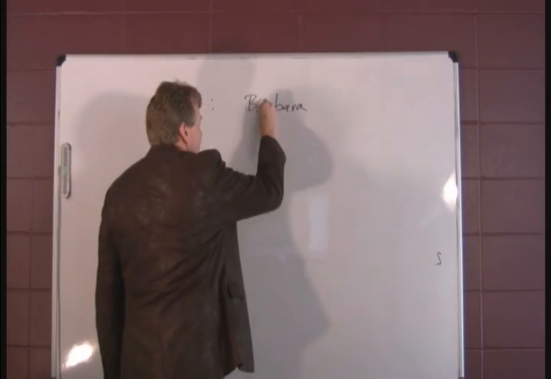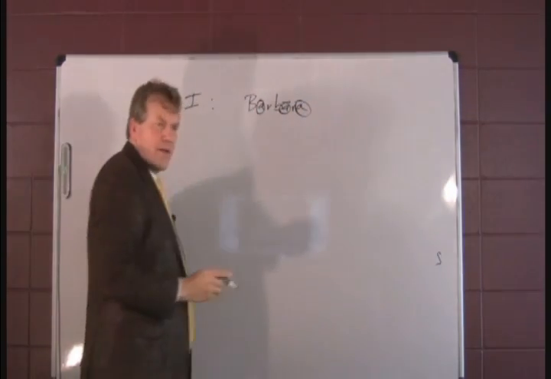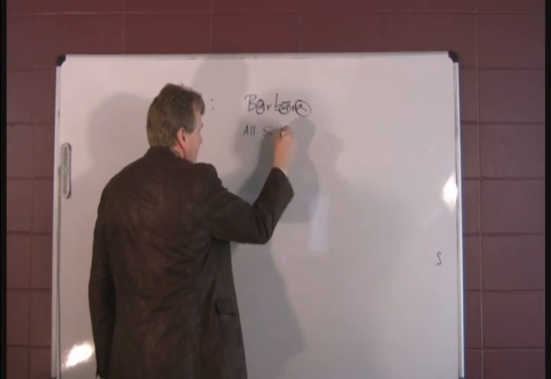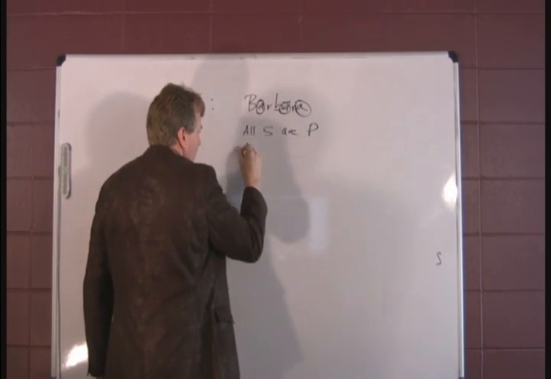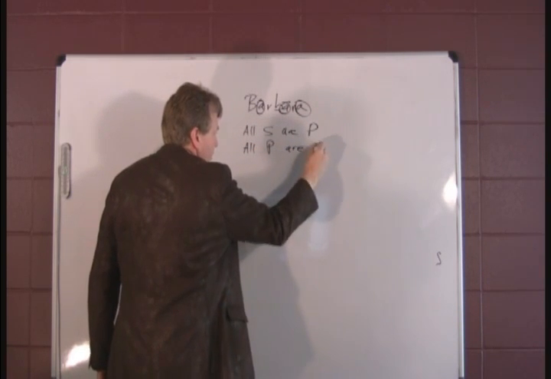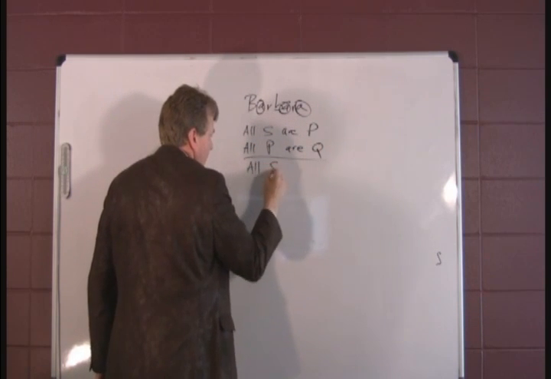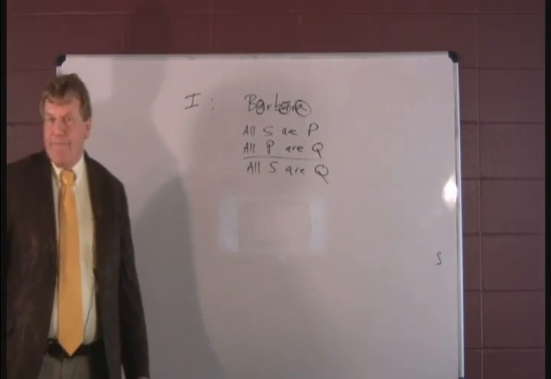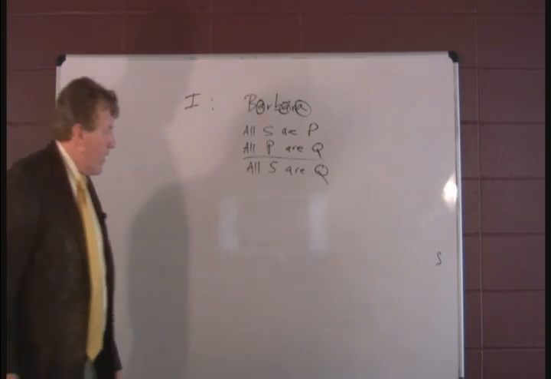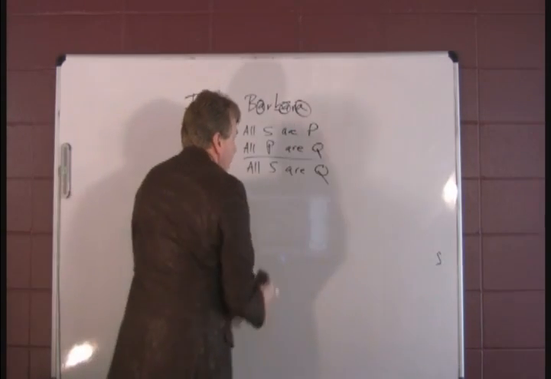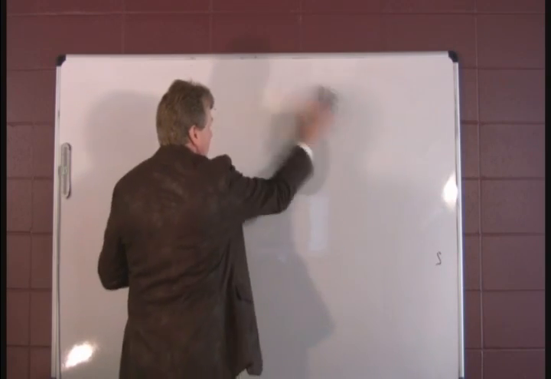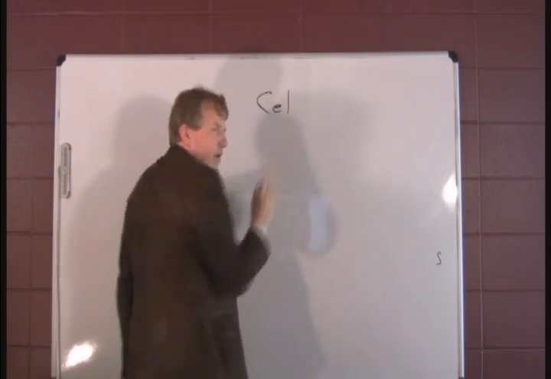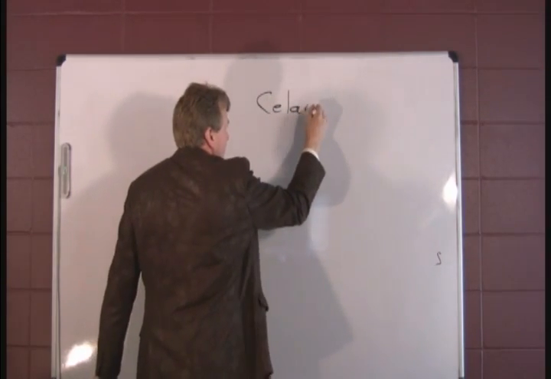Okay, now there's 3 A's, right? So you think A. Okay, so that means all S are P, all P are Q, therefore all S's are Q. Barbara holds in figure 1. What else holds in figure 1? Well, let's see. The second term after Barbara is Celarent.